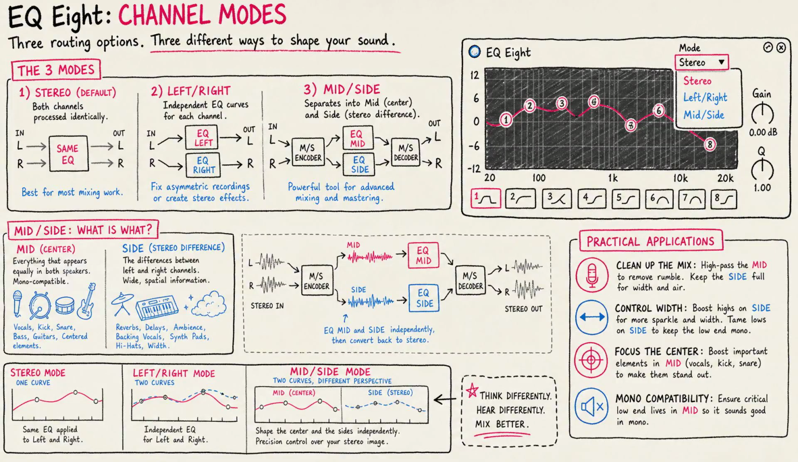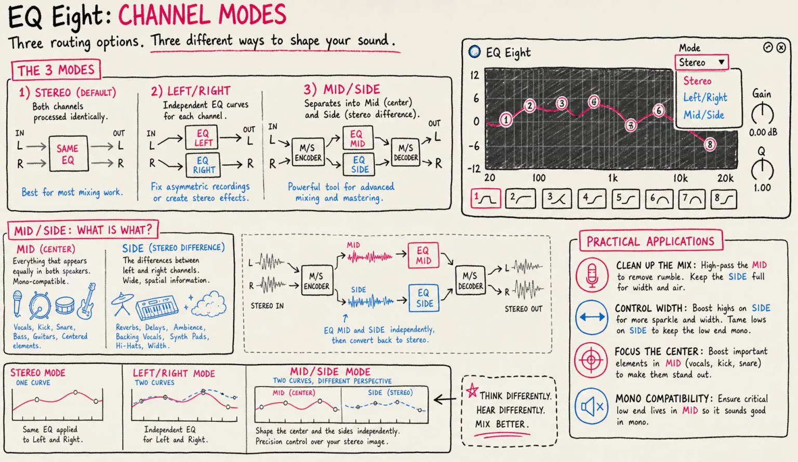Tighten bass and stereo: cut low frequencies below 100-150 Hz from the side channel, effectively mono-ing your low end. This focuses bass energy in the center, improving punch and translation to mono playback systems without affecting your centered kick and bass.